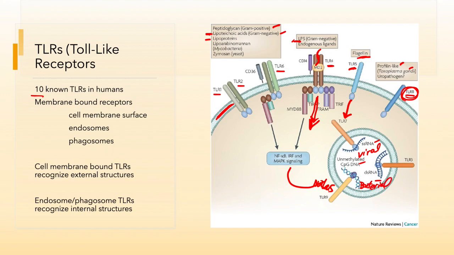So bacteria do have methylated DNA, but in phagocytosis, those methyl groups will be removed, and unmethylated DNA is also, oh, I messed that up. That's wrong.